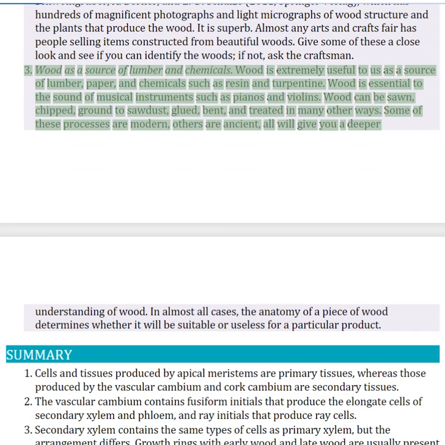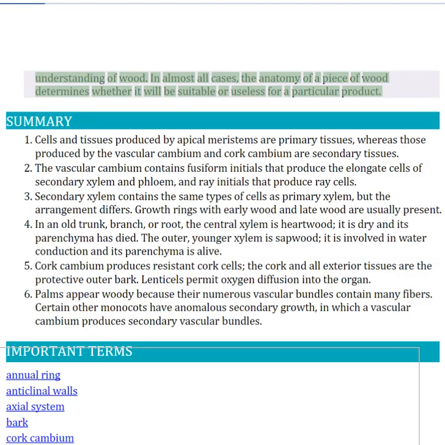3. Wood as a source of lumber and chemicals. Wood is extremely useful to us as a source of lumber, paper, and chemicals such as resin and turpentine. Wood is essential to the sound of musical instruments such as pianos and violins. Wood can be sawn, chipped, ground to sawdust, glued, bent, and treated in many other ways. Some of these processes are modern, others are ancient. All will give you a deeper understanding of wood. In almost all cases, the anatomy of a piece of wood determines whether it will be suitable or useless for a particular product.